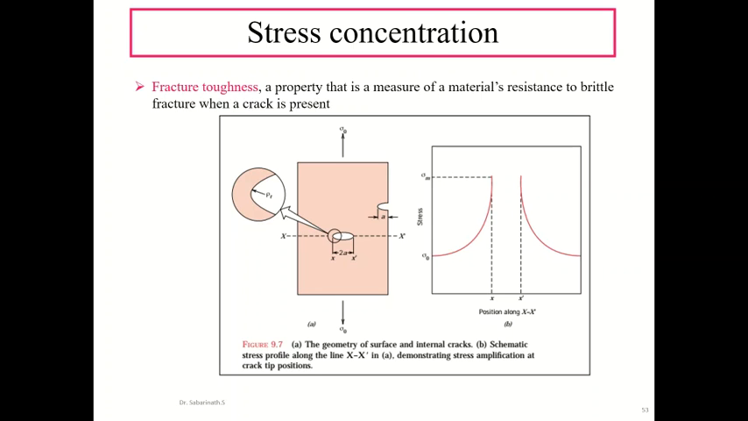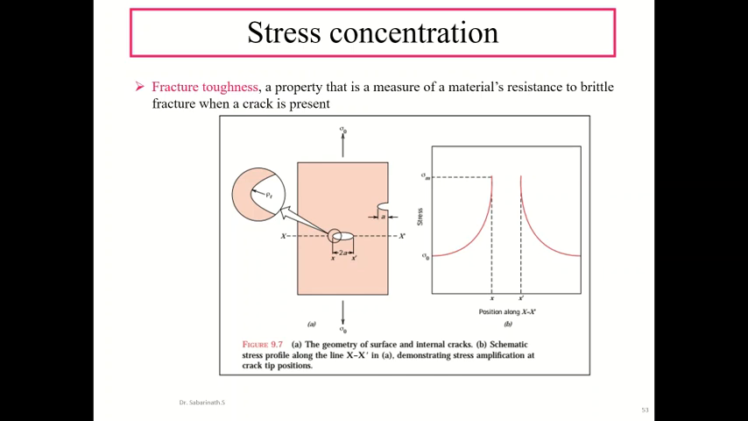Okay, so here you can see in this figure the stress profile across a cross section containing an internal crack. As you can see in this profile, the magnitude of the localized stress will be reduced, or diminishes, with the distance away from this crack tip. Here sigma 0 is the nominal stress, the applied load divided by the specimen cross-sectional area.